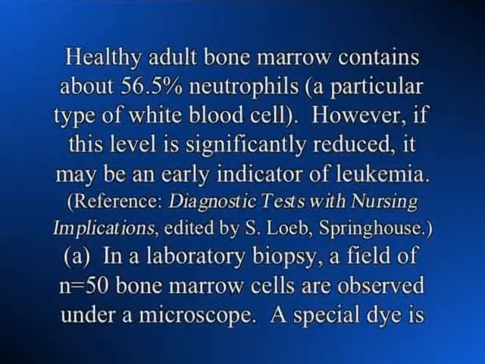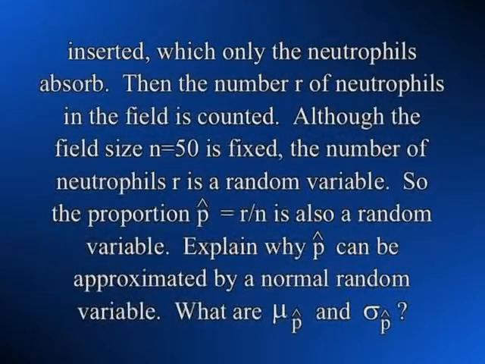Consider this problem. Healthy adult bone marrow contains about 56.5% neutrophils, which is a particular type of white blood cell. However, if this level is significantly reduced, it may be an early indicator of leukemia. And the reference for that information is given. The A part of the problem says, in a laboratory biopsy, a field of n equals 50 bone marrow cells are observed under a microscope. A special dye is inserted, which only the neutrophils absorb. Then the number R of neutrophils in the field is counted.